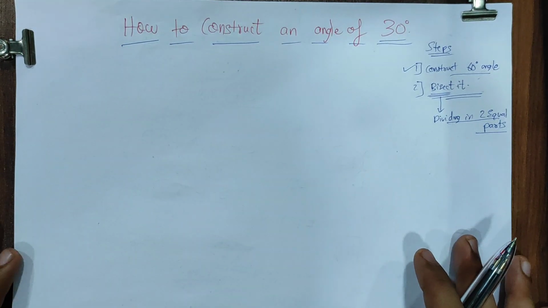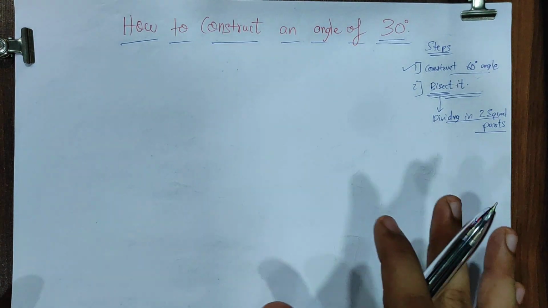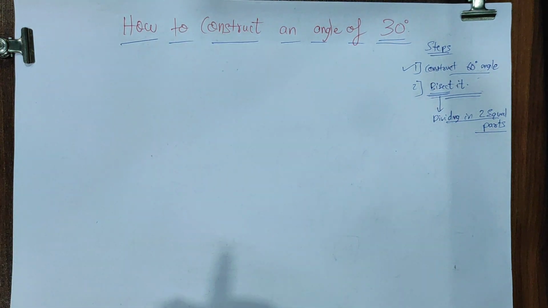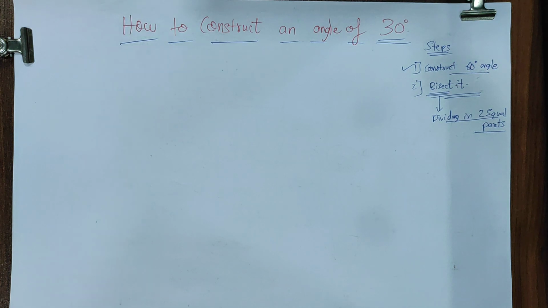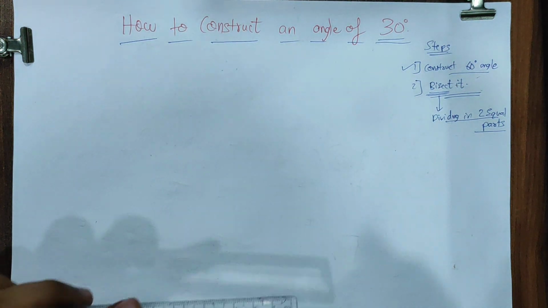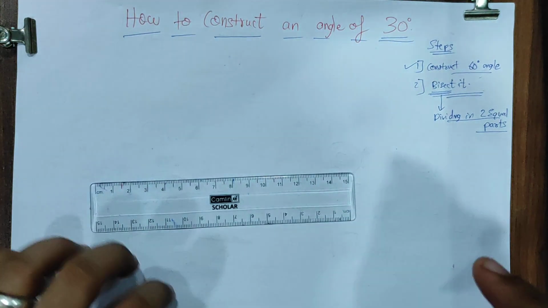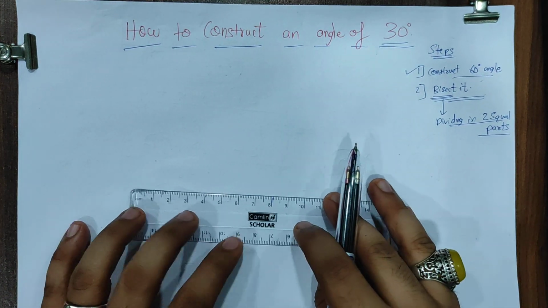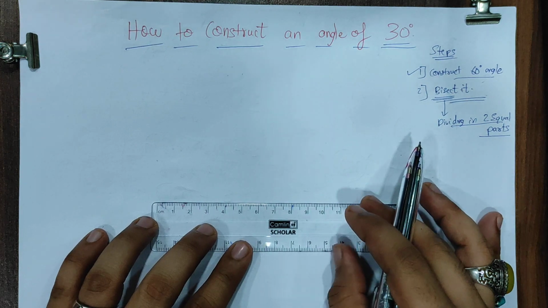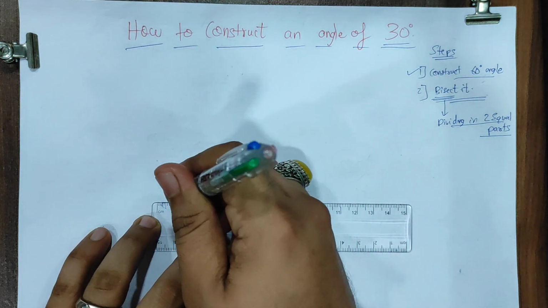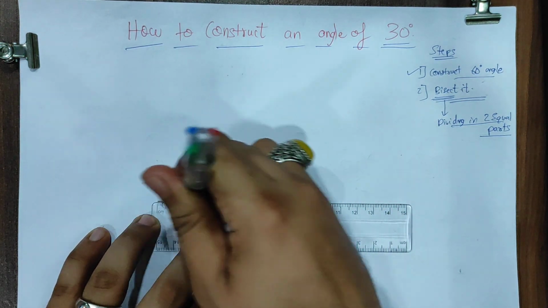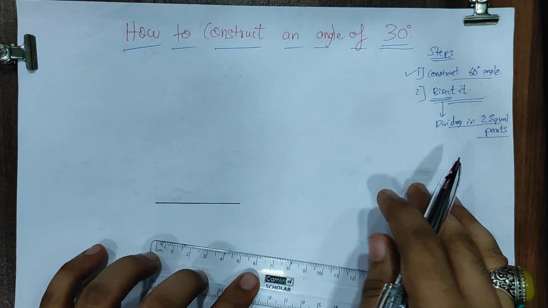For better understanding, you have to watch that video first, but still I am explaining how to do that. The base of the triangle, whenever we draw a triangle, will always be given to you. But right now I'll just take a random base over here. Let us say I am taking a random line of 5 centimeter.